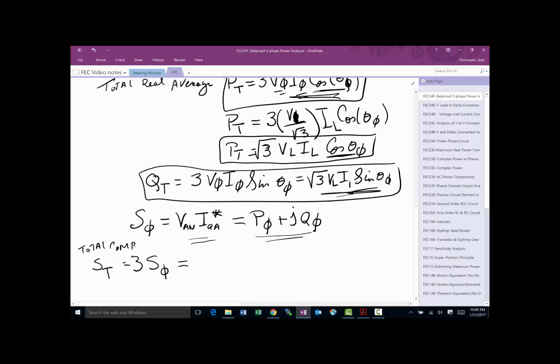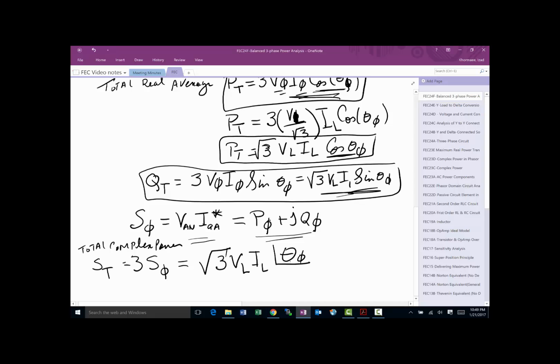power is equal to 3S phi, or you can write it in terms of line voltage: square root of 3 V line, I line, with this shift of phi. So these are multiple ways of doing that.